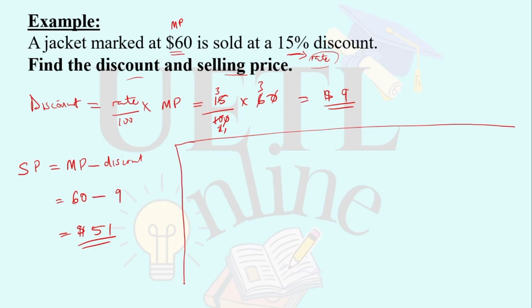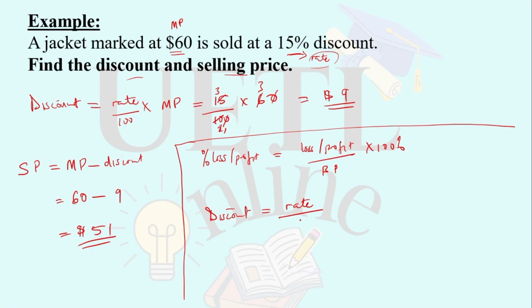In this class, we learned about percentage loss or profit. If you want to find the percentage loss or profit, you say the loss or the profit over the buying price, then multiply by 100%. This is the formula, so make sure you remember it. The other formula was for discount. If the discount is given as a percentage, you label it as the rate, the rate over 100 times the market price. This is the way you find the discount.